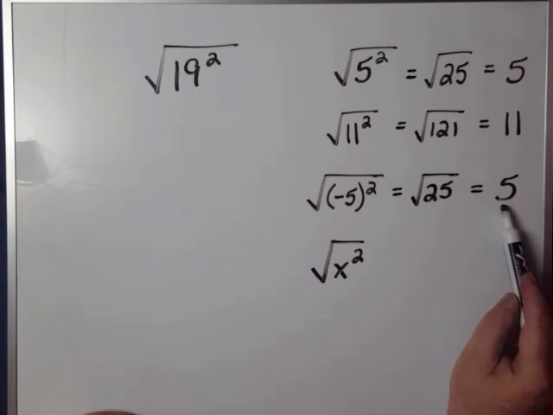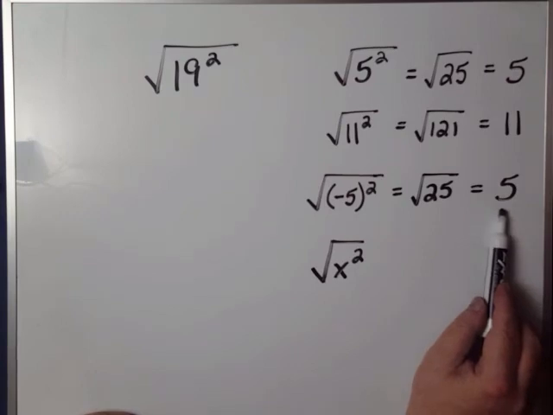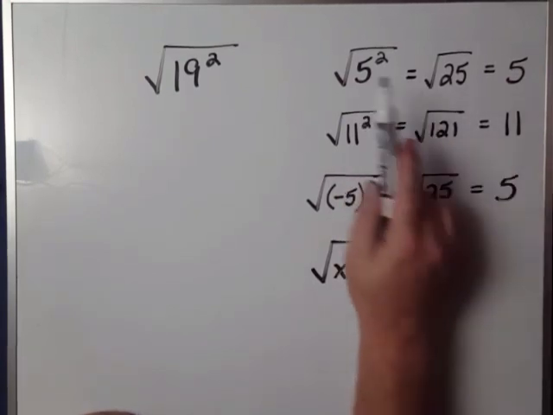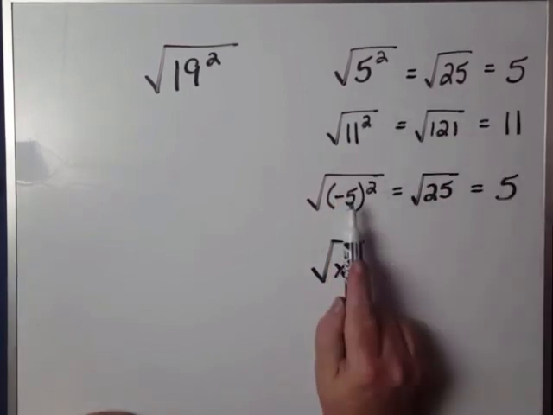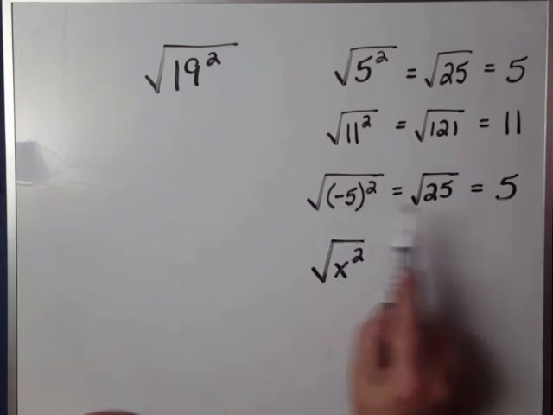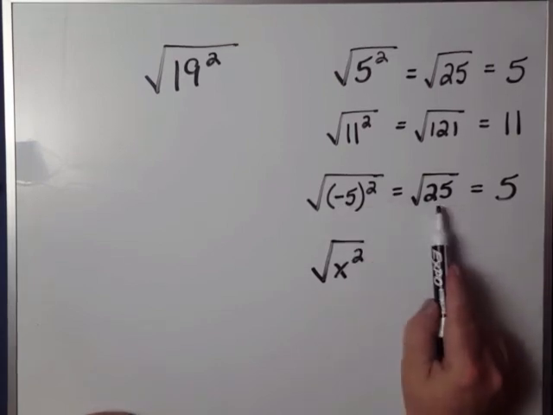And my result will still be this positive answer. It'll be the positive 5. In other words, here it's just the 5. Here it's just the 11. Here it's just the 5. The -5 with its negative stripped off, because squaring strips off that negative in that middle step.